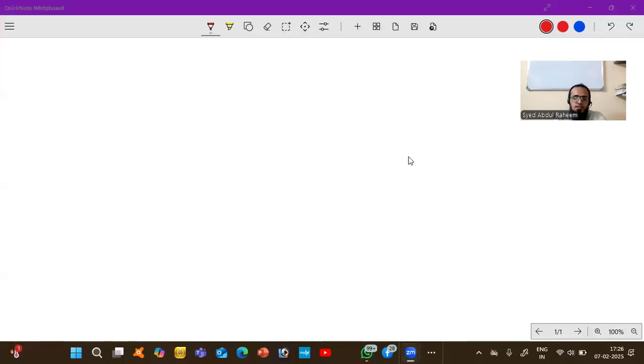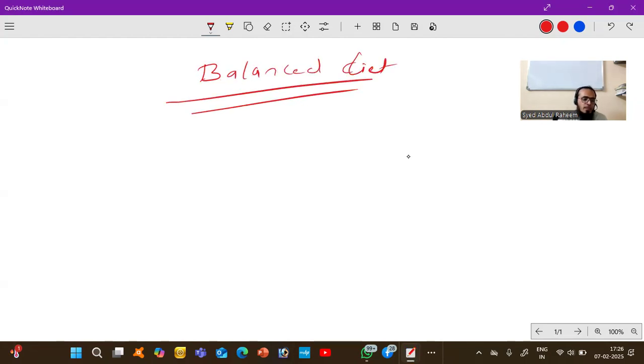So we are discussing balanced diet in food and nutrition. Yesterday we discussed the balanced diet basics. Today we'll continue the topic. Basically, I explained that RDA chart. In that chart we have... I will show you the chart.